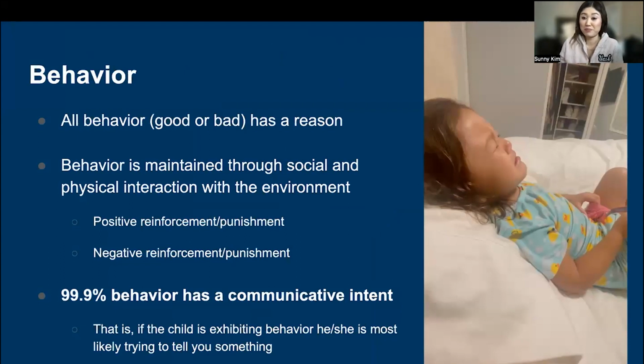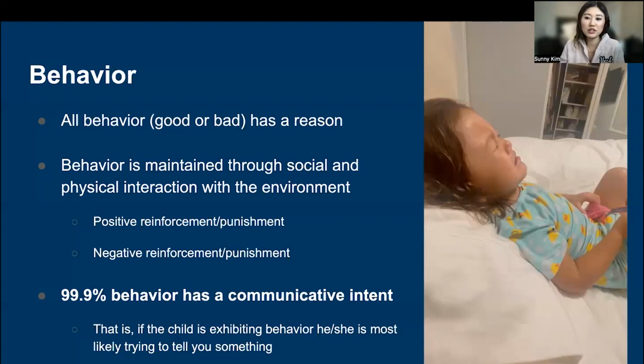Hopefully if you have this amazing environment, you're going to see reduced behaviors, but that's not always the case, right? Behavior, whether it's good or bad, cute or ugly, there's always a reason for why our clients or students exhibit behavior. And behavior is maintained through the social and physical interaction with the environment, meaning that the environment is reinforcing that behavior, or the environment is saying, nah, don't do that behavior. No one likes that. And then that becomes punishing and we don't do that behavior anymore.